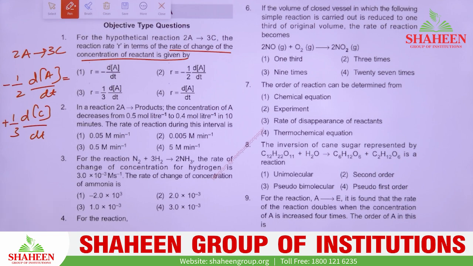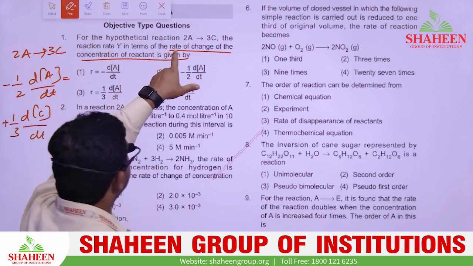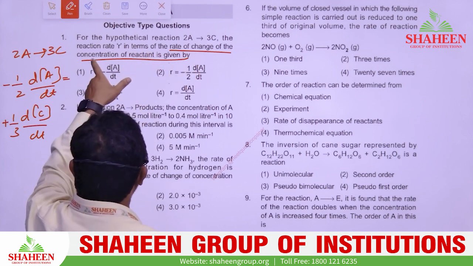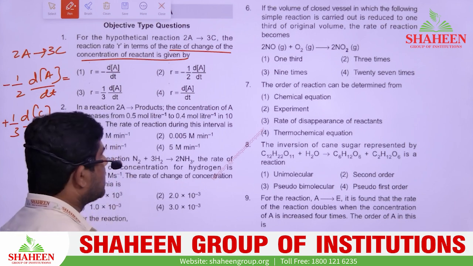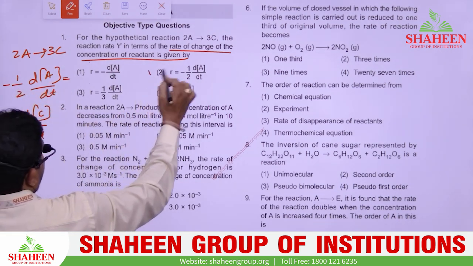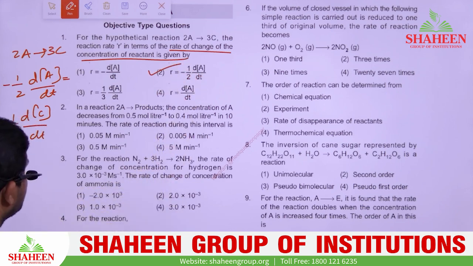Among these two, which one is correct here? This one is according to reactant, and this one is according to product. The question asks in terms of the rate of change of concentration of reactant, so minus 1 by 2 dA by dt. So the second option.